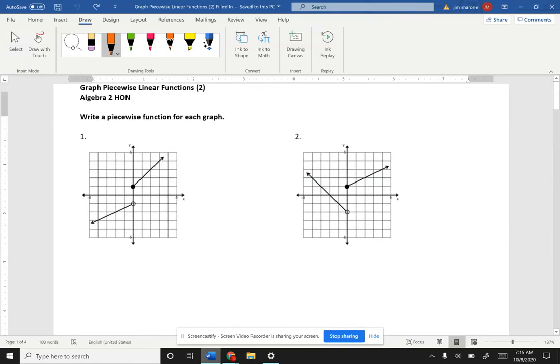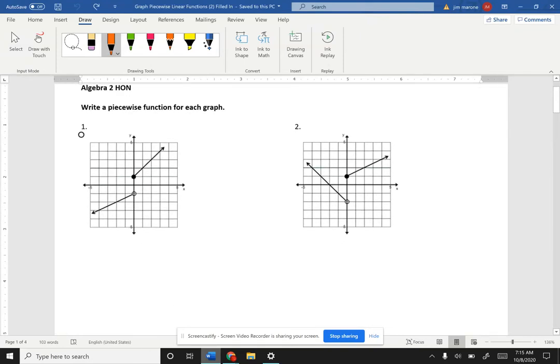Going to continue looking at piecewise functions, but now we're going to write a piecewise function given a graph. So it doesn't matter if you start with the left side or the right side first. I generally tend to look at the right side first, and I'm going to write everything out. So on the right side, that y-intercept is 1, and the slope is equal to 1. And it's when x is greater than or equal to 0.